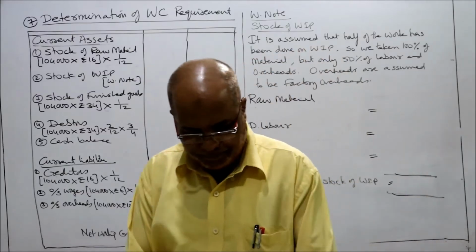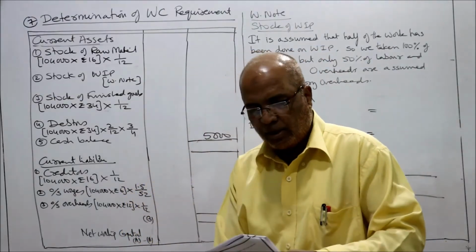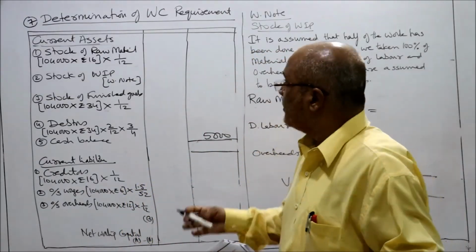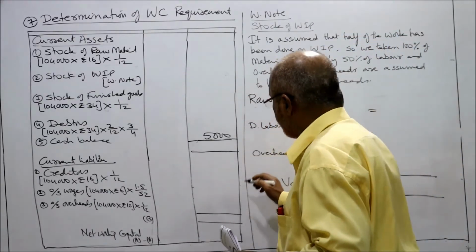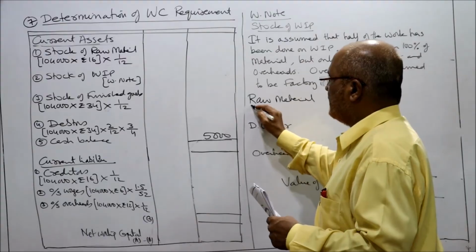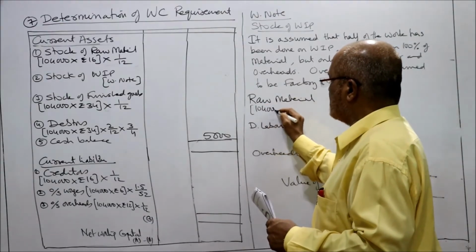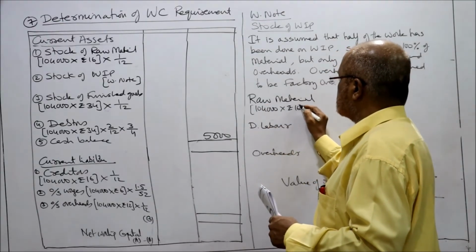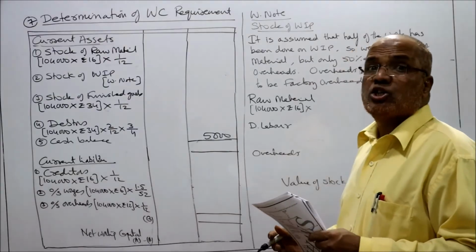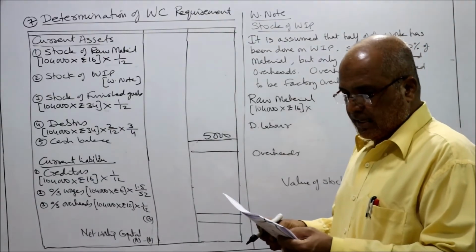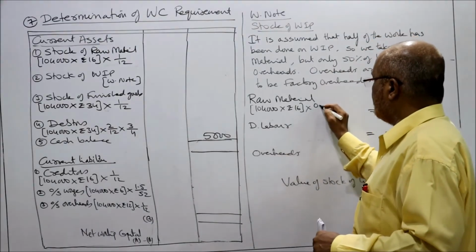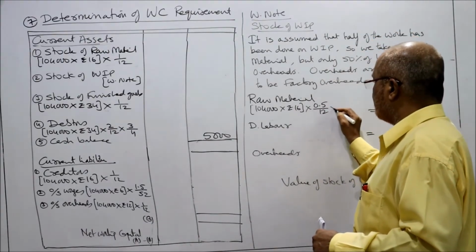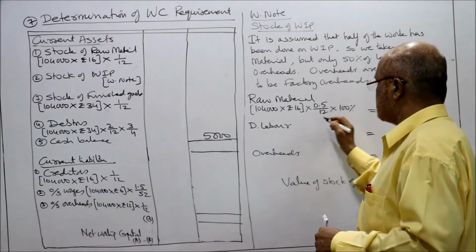Now, WIP, work in progress. We calculate on the same assumption, 50%. So raw material is 1,04,000 units into rupees 16 into... What is the duration of work in progress? Second point, materials are in process on an average half a month, so 0.5 by 12 into 100%.